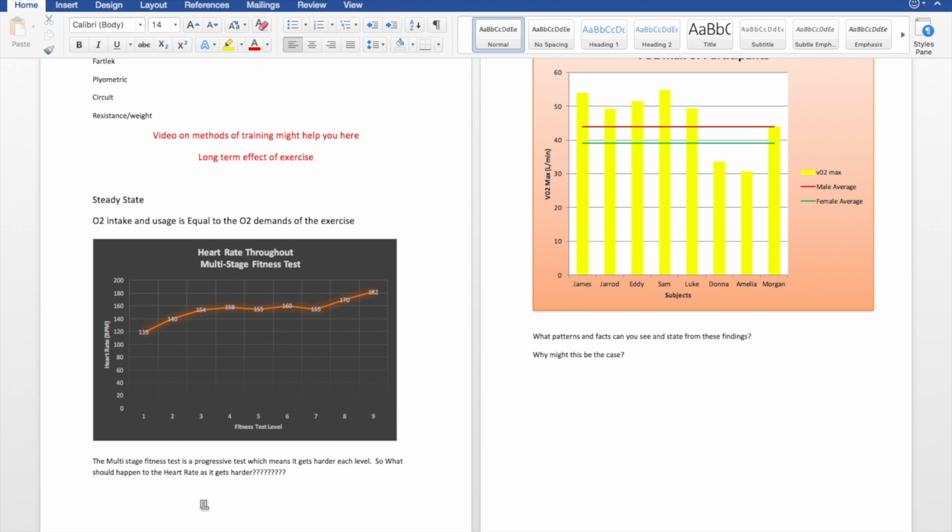The thing about the multi-stage fitness test is that it's a progressive test, which means it gets harder every level. So if it's getting harder every level, what's happened to the intensity? And then what should be the short-term effect on your heart? So what should happen to your heart rate as each level gets harder? Okay, as you can see here, it gradually goes up. So level 1, it's there, level 2, it's there, level 3, it's there, level 4, it gets harder, and so on through level 10, it should get harder each time.